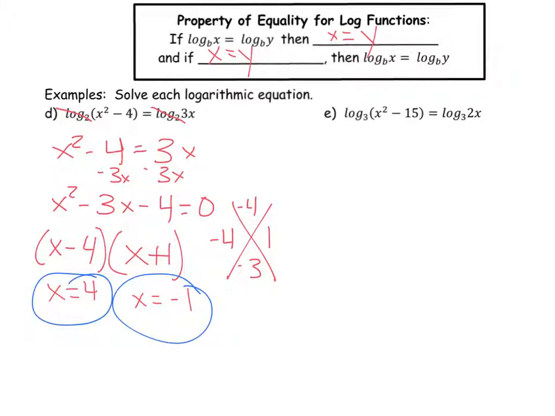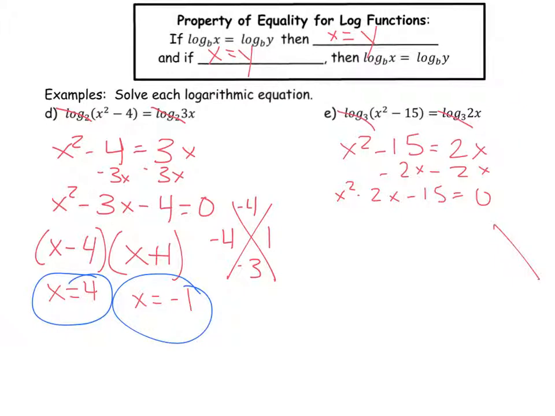Looking at our second example, we're going to do the same thing. In this case, we have log 3 on both sides, so we can go ahead and get rid of those. So then we're left with x squared minus 15 equals 2x. I'm going to subtract my 2x from both sides, so I have x squared minus 2x minus 15 equals 0.